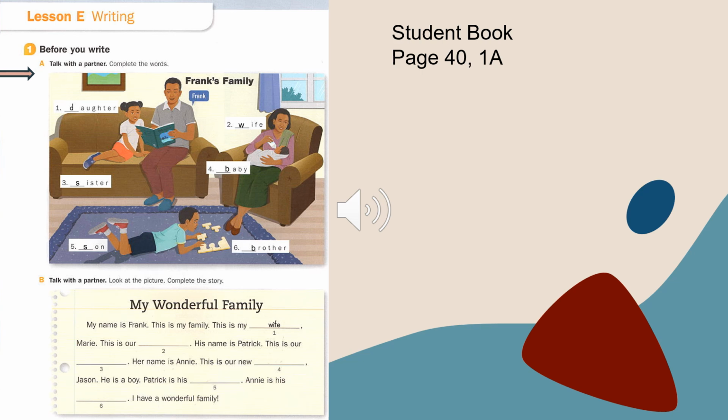Here are the answers. Number 1 was already finished for you. Adding a D, it made daughter. Number 2, if you added a W, it spelled wife. 3, add an S and you have sister. 4, add B and you have baby. 5, add an S and you have son. And finally, number 6, if you add a B, you have brother.